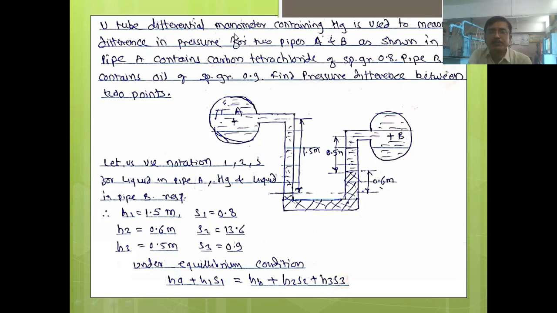There are two different pipes containing two different liquids. In one pipe, there is carbon tetrachloride having specific gravity 0.8, and in another pipe it contains oil of specific gravity 0.9, and they are connected by a differential U-tube manometer. Here it is asked to find out the pressure difference between the 2 points, point A and point B.